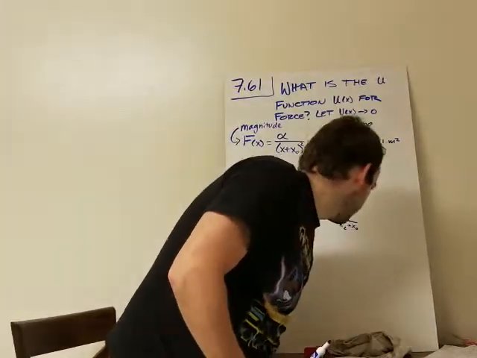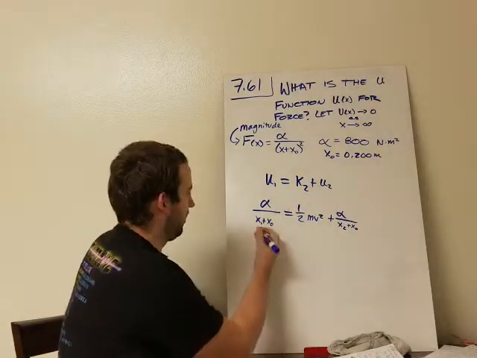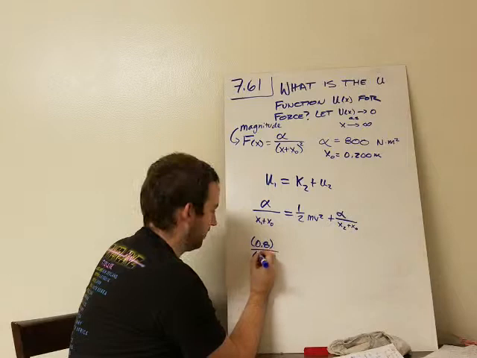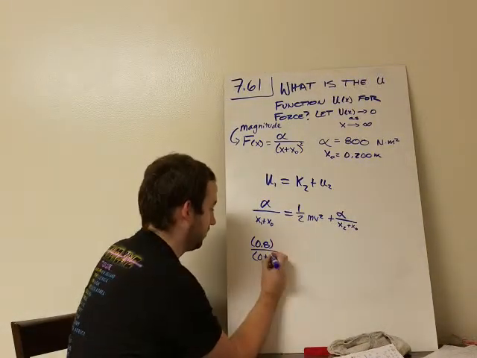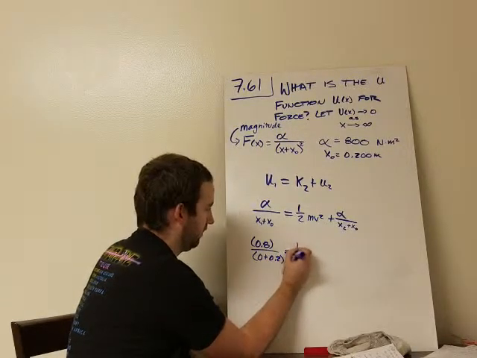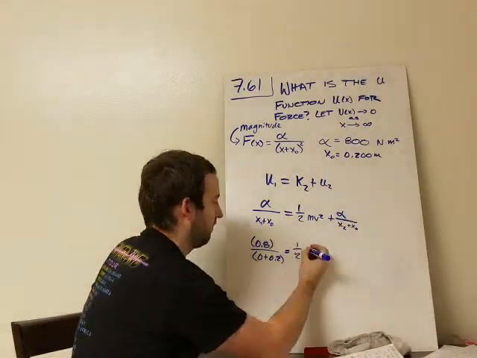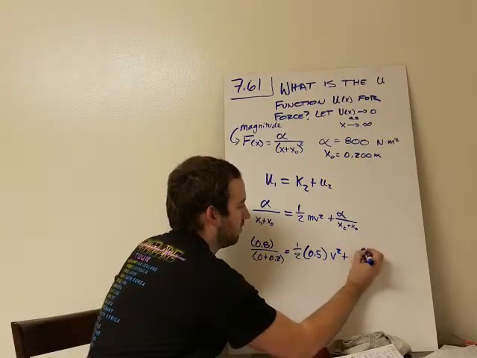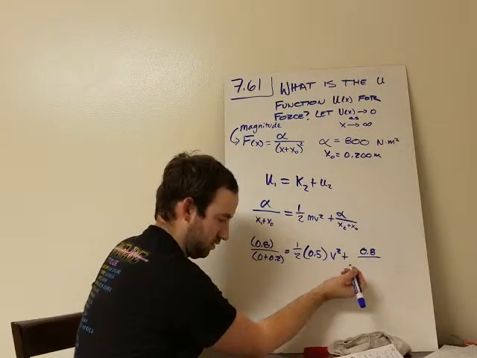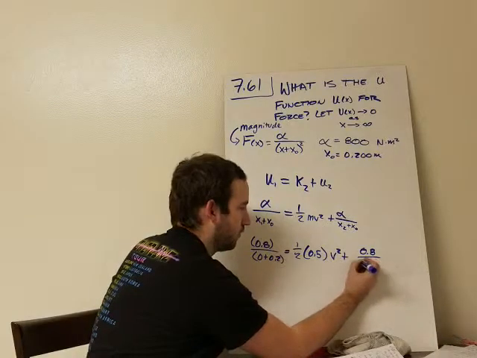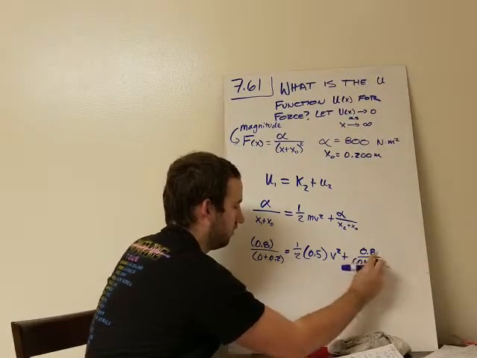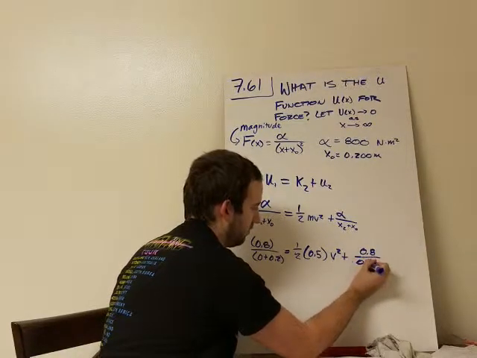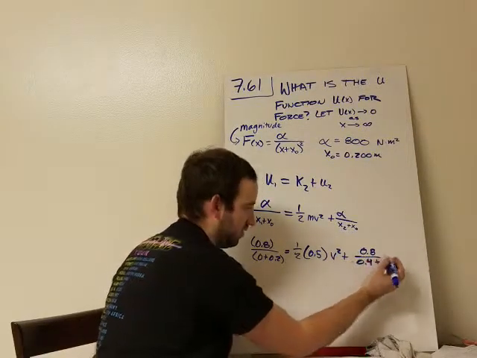So we end up getting, we know that alpha is 0.8 over, and x1 is equal to 0, x naught we're given 0.2, and then that equals 1/2 times the mass, which is 0.5 kilograms, times v squared, which we don't know, plus the 0.8 over x2, which is 0.4, plus 0.2. Let me rewrite that, that looks kind of bad.